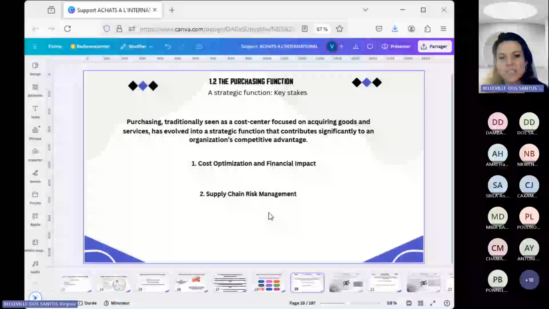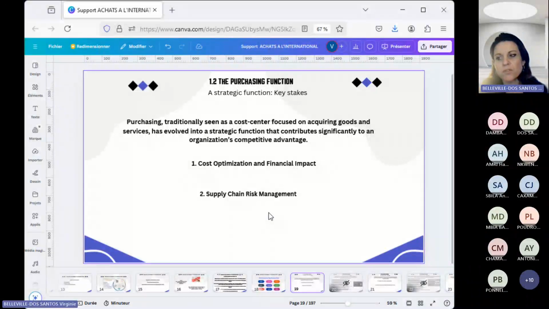The second one is TCO. The focus has shifted from upfront costs to the total life cycle costs, considering maintenance, logistics, and disposal. And the third point is contribution to profitability. Efficient procurement practices ensure a sustainable cost structure, directly improving profit margins.